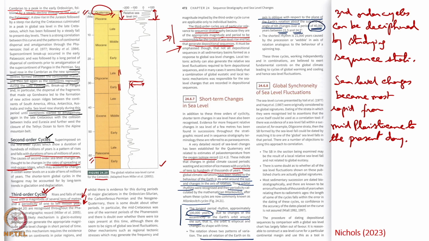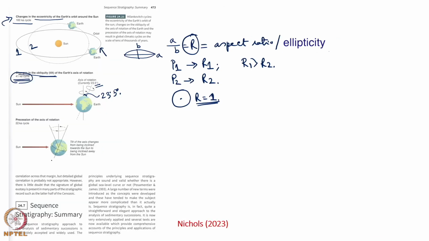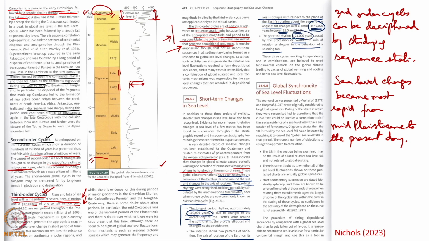Now, the third important point, the shortest rhythm is 21,000 years, and it is caused by the precession or wobble in the axis of rotation, analogous to the behavior of a spinning top. While the earth is rotating around the sun, sometimes the axis of rotation can completely change its direction. This tilt of the axis changing from being inclined towards the sun to being inclined away from the sun has a 22,000 year or 21,000 year cycle. These are the three cyclicities encapsulated as the Milankovitch cycle.